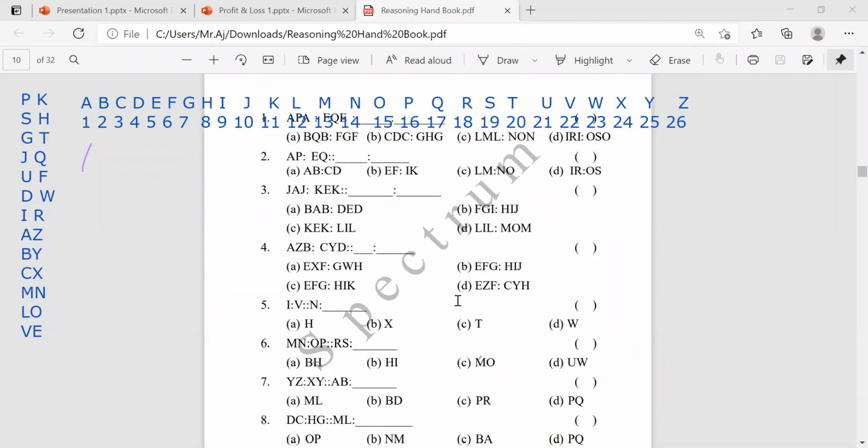Letter will be A, but there is no option. Sometimes a mistake will be there, no worries. What is the logic you have to find out first of all? What's the logic behind this? Open the options and find out the logic.